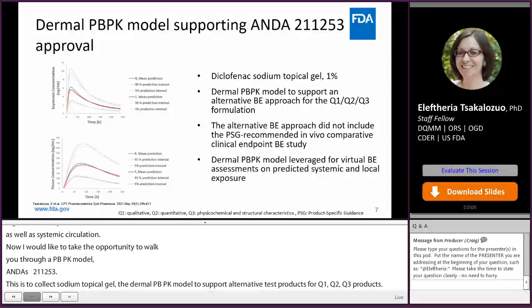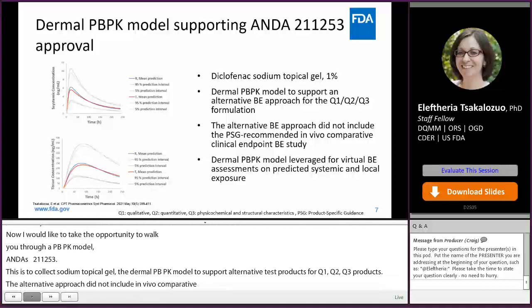As you can see on the left, the model was used to predict exposure for the reference in blue and the test product in the systemic circulation, and that is the top panel, and the presumed site of action, and that is the bottom panel.